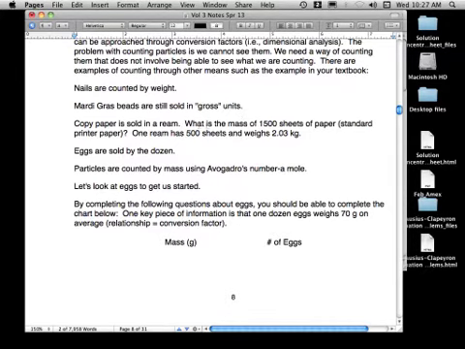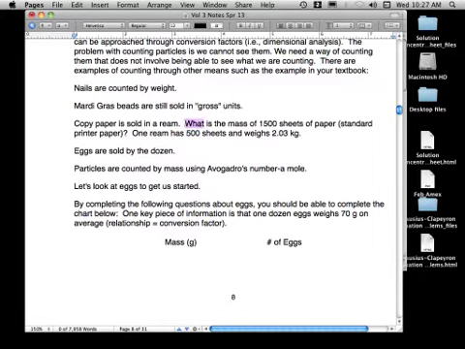So I've got a little problem here. What is the mass of 1,500 sheets of paper, standard printer paper, if one ream has 500 sheets and weighs 2.03 kilograms? Now you can probably do this, most of you, very quickly because it doesn't involve anything that's totally weird. So 1,500 sheets is 3 reams, and each ream weighs 2.03 kilograms.